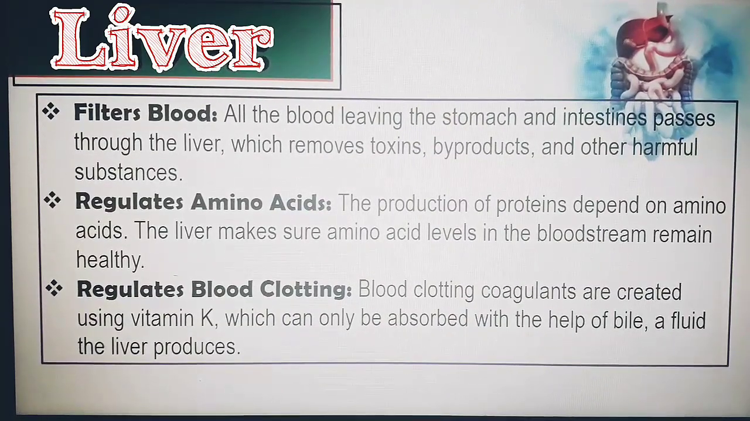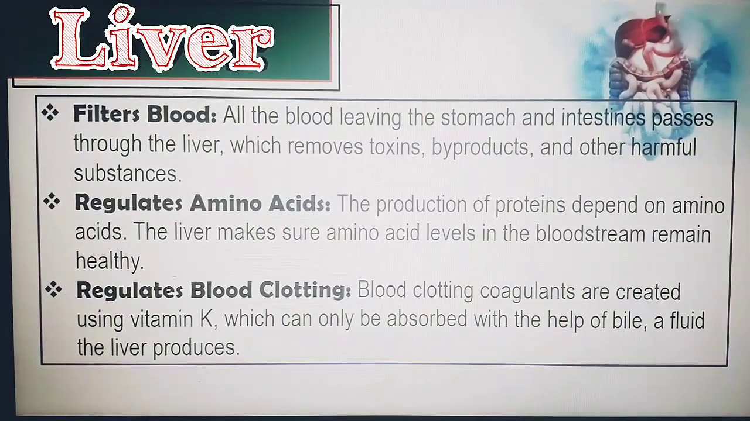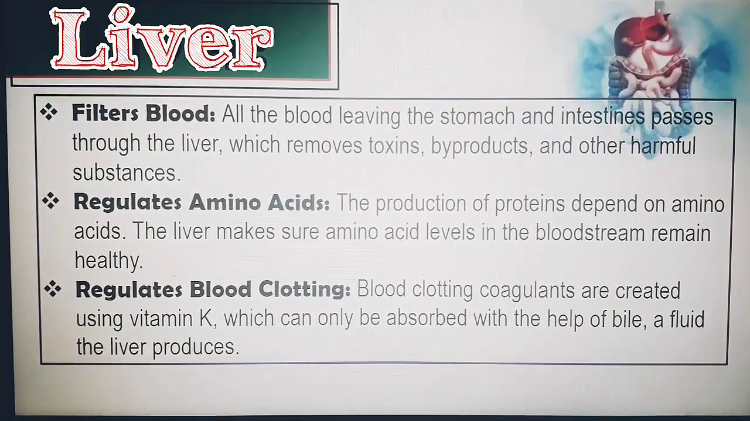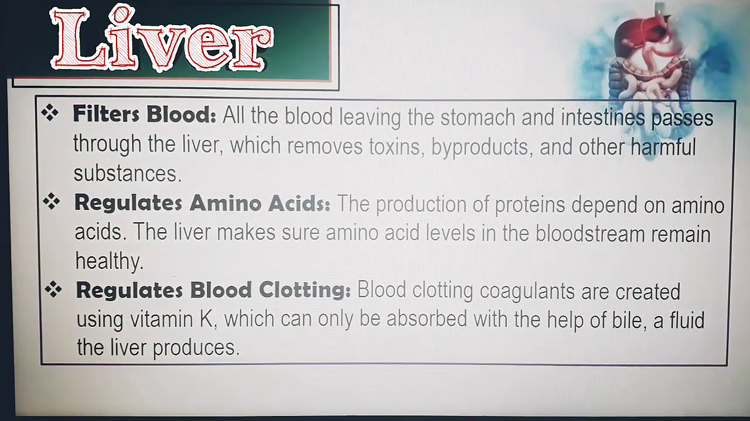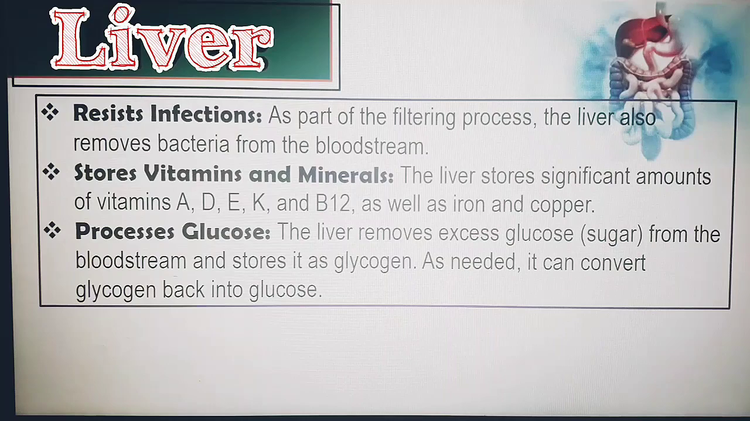Filters blood, regulates amino acids, regulates blood clotting. Blood clotting coagulants are created using vitamin K, which can only be absorbed with the help of bile, a fluid the liver produces. It helps us resist infection, it stores vitamins and minerals, and it processes glucose. The liver removes excess glucose from the bloodstream and stores it as glycogen. As needed, it can convert glycogen back into glucose.